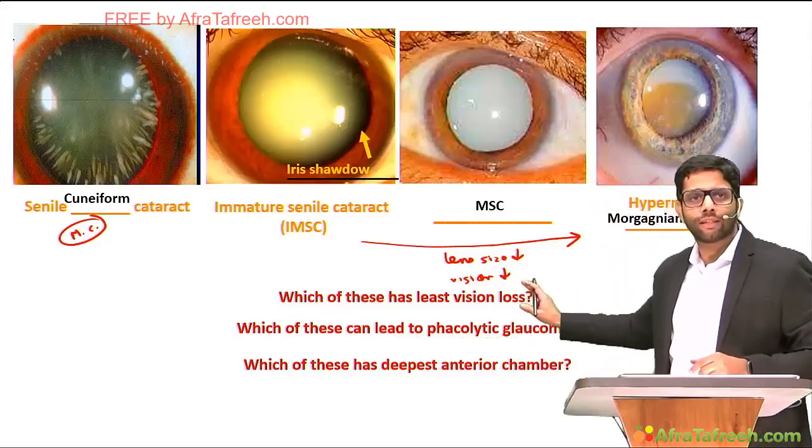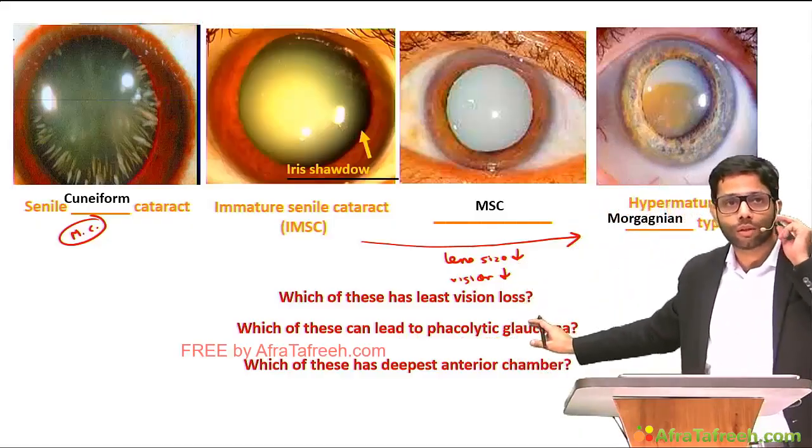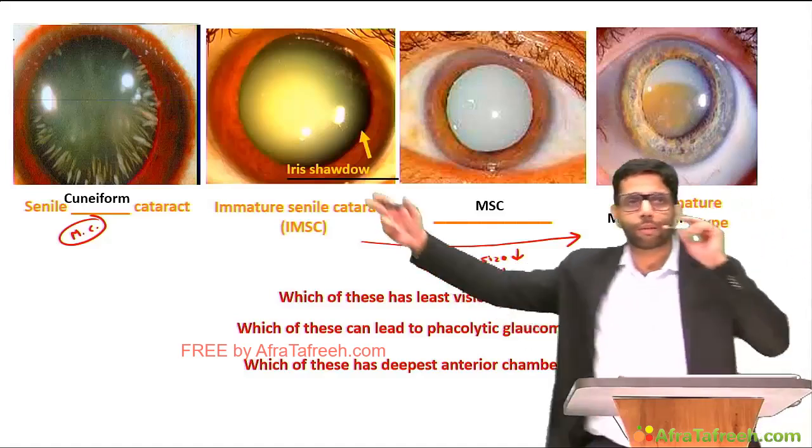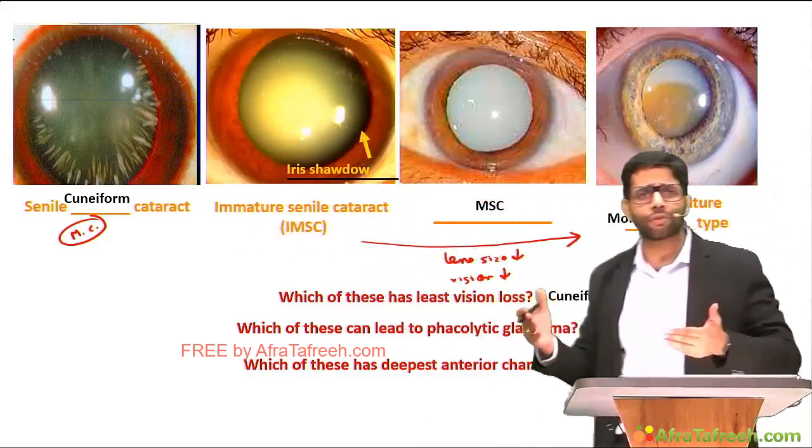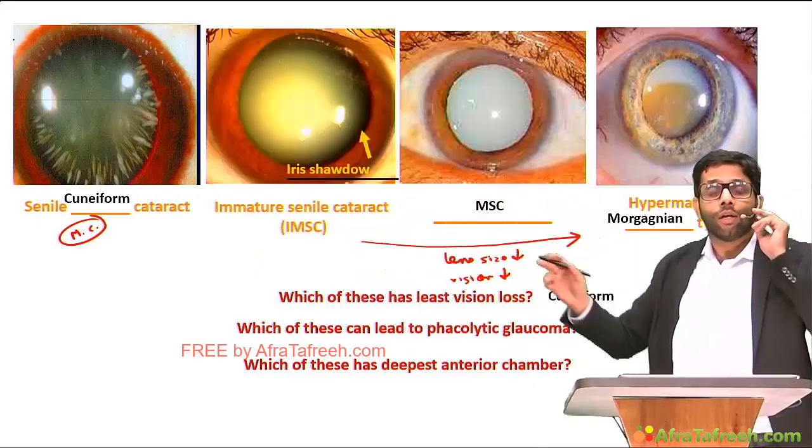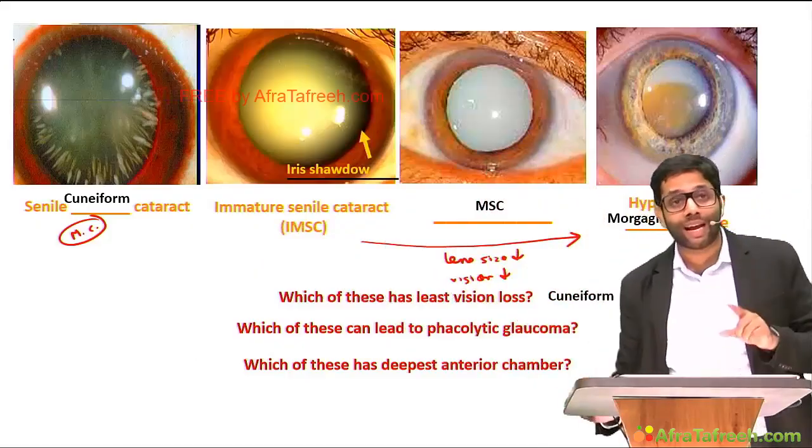So which of these has the least vision loss? Of course, senile cuneiform, because it is in the periphery. Which is the highest vision loss? Hypermature, which is leading to phacolytic glaucoma.